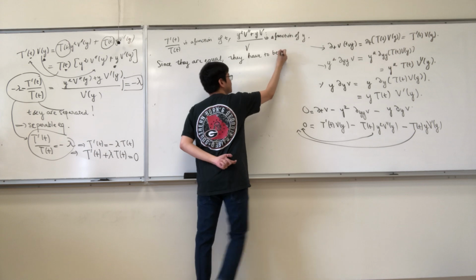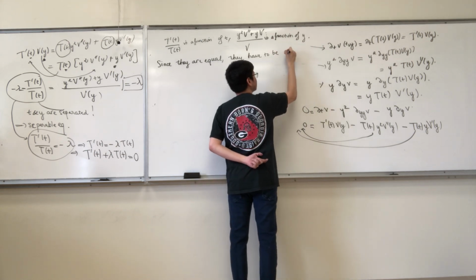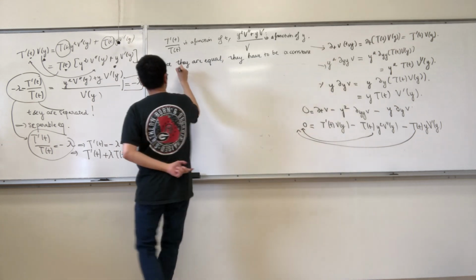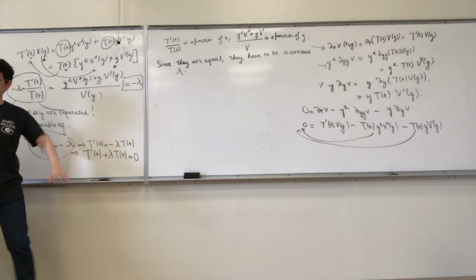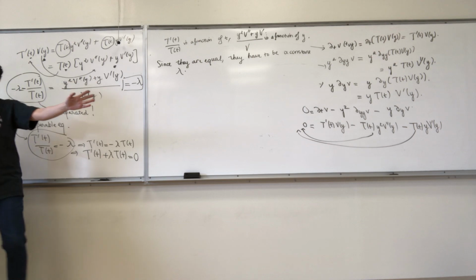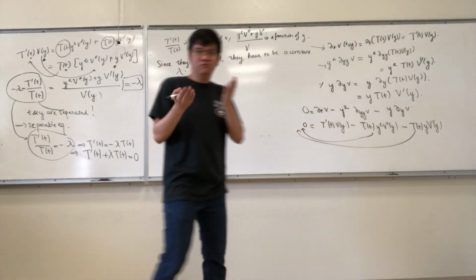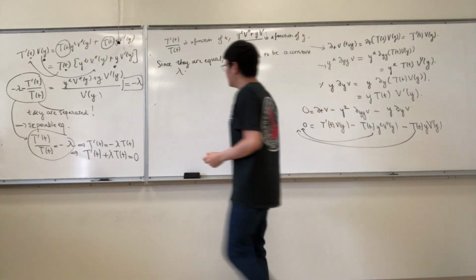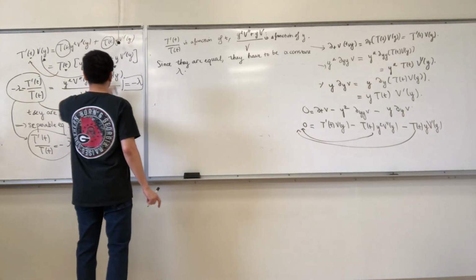To be a constant lambda, right? So you have a function of t, which is equal to a function of y. So there's no case that they are functions, they're just constant, right? Now you're gonna solve the second equation.